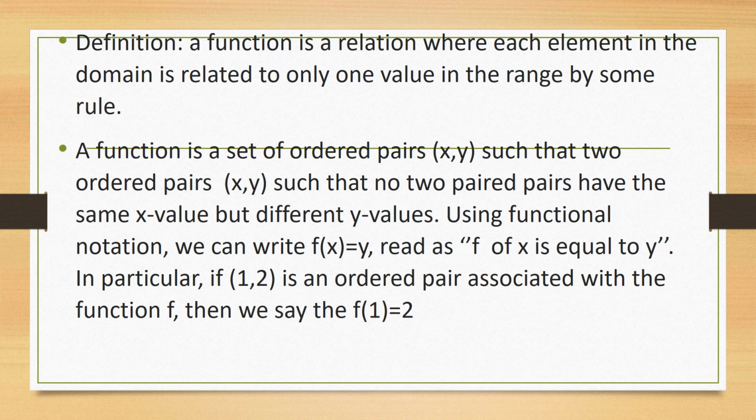Okay. Using functional notation, we can write f of x is equal to y, read as f of x is equal to y. In particular, if the pair 1, 2 is an ordered pair associated with the function f, then we say f of 1 is equal to 2.